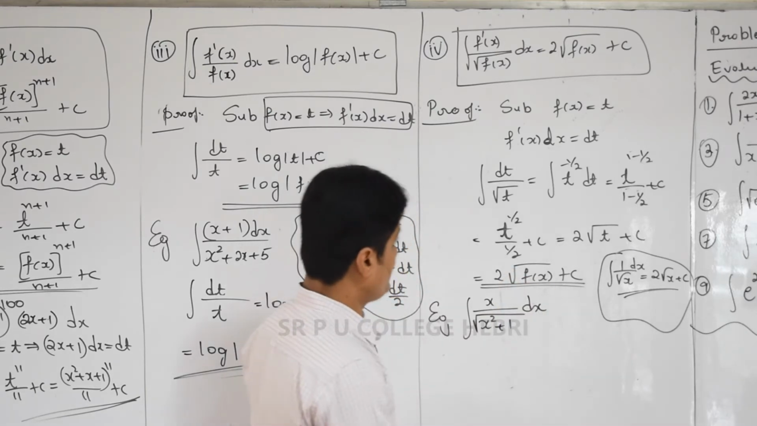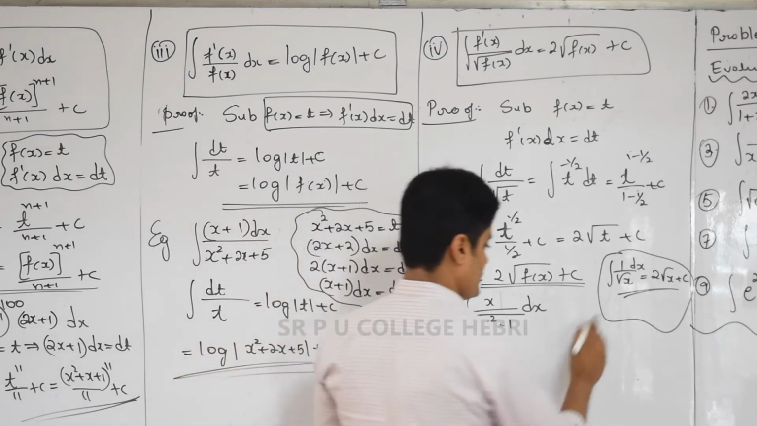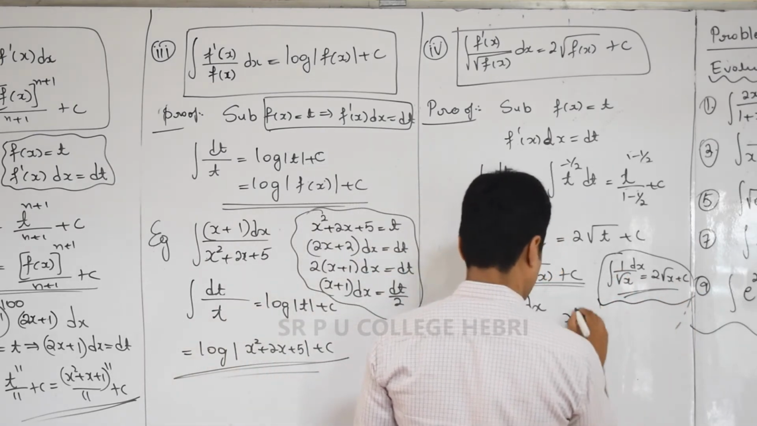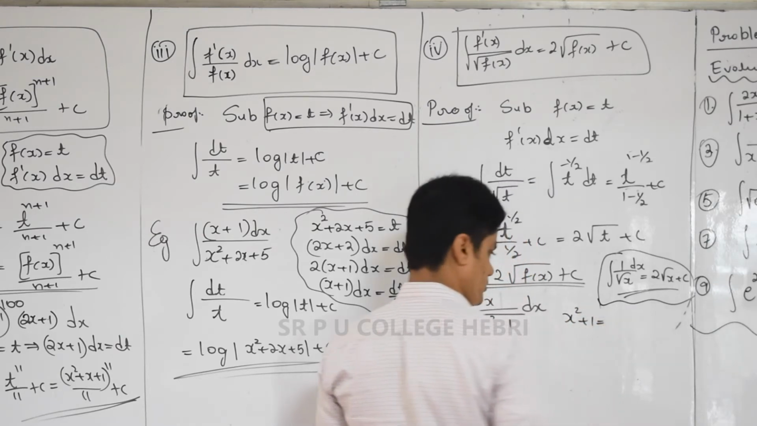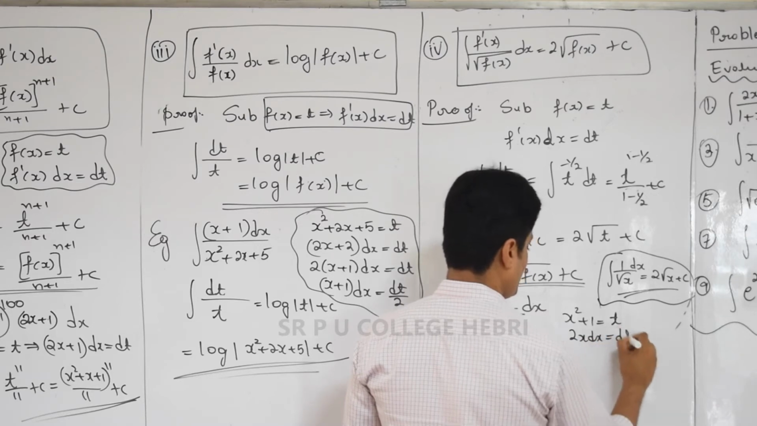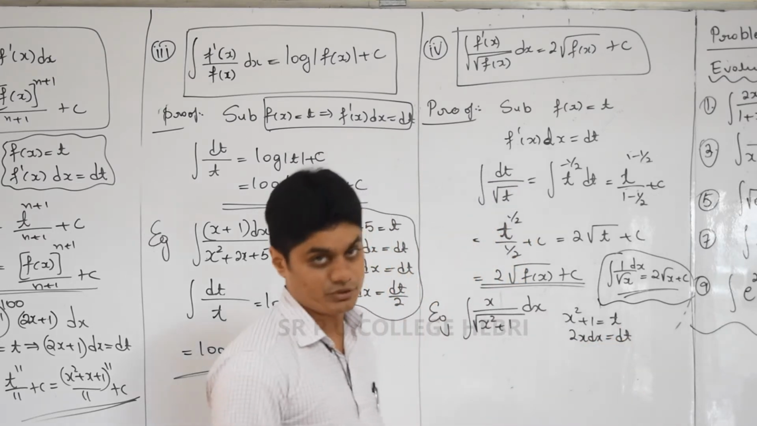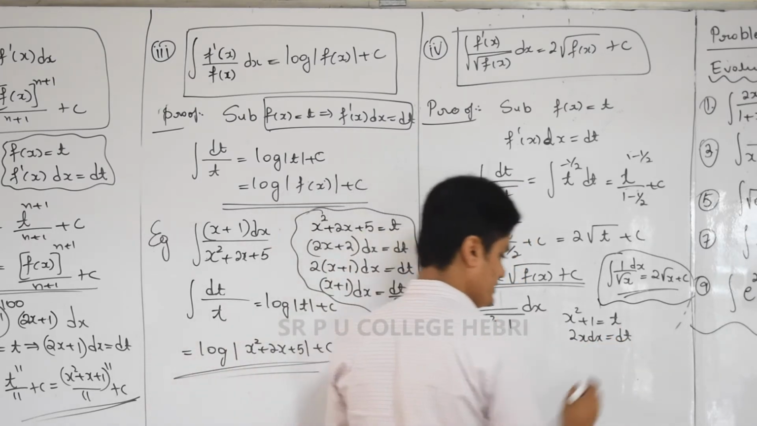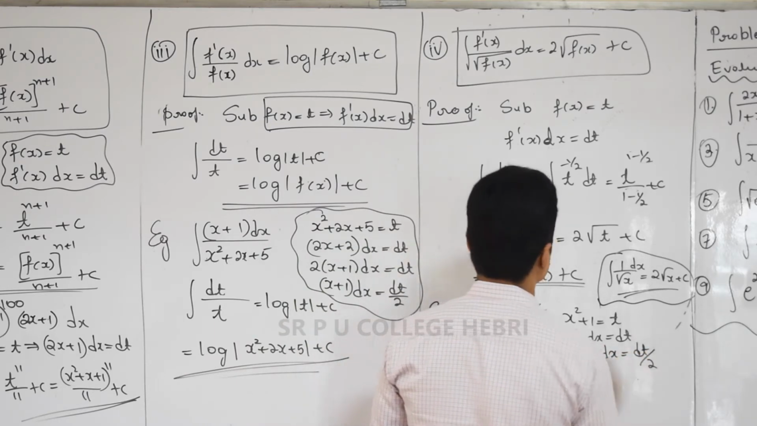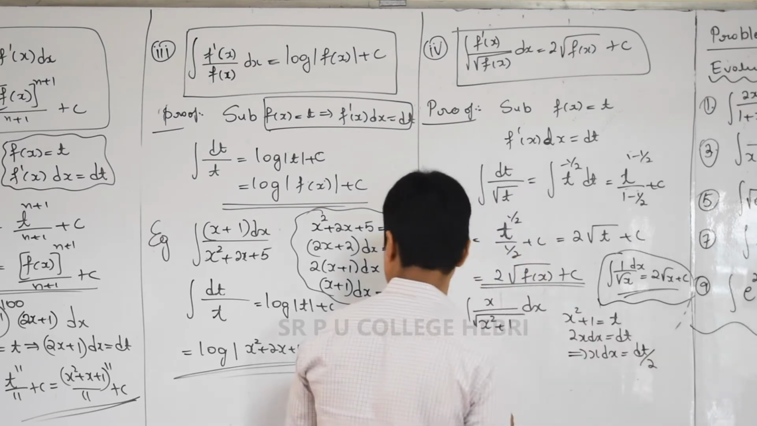See, maybe it is not exactly in the same format, but you don't have any other option, okay? Instead of substitution, there's no other option to solve this problem. Substituting x square plus 1 as t, 2x dx is equal to dt. Now you will come to know how this substitution works. You need only x dx, so x dx becomes dt by 2, correct?